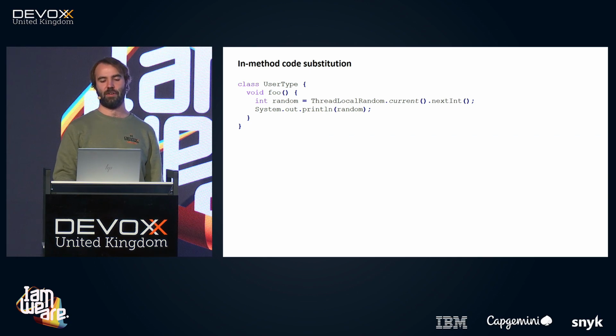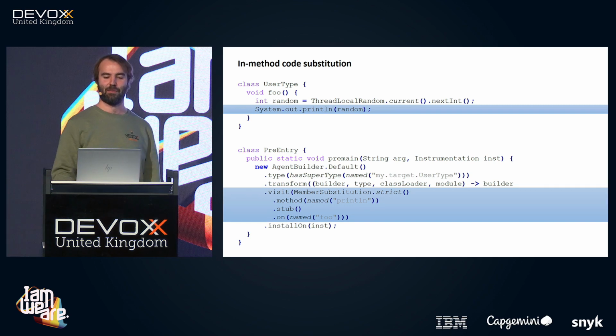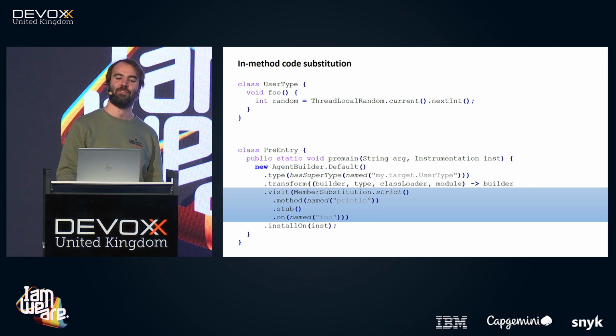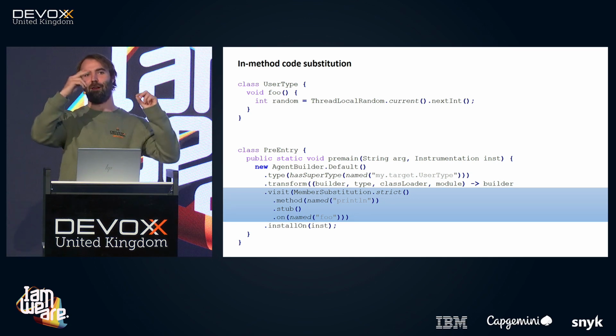Just quickly, Byte Buddy also has a way of in-method code substitution. Let's say you have a thread local runname here and you want to replace that with something else. Then Byte Buddy has something that's called member substitution, which is similar to advice, where you can say, I want to take the method println, and I want to stub it on all methods named foo of the user type. What Byte Buddy will do then, it will just remove this code for you. So this is also something you can do if you don't want to add code at the beginning and the end of the method, but do something in the middle.